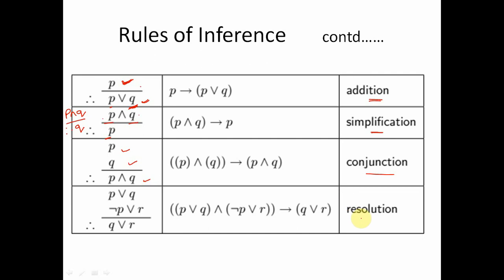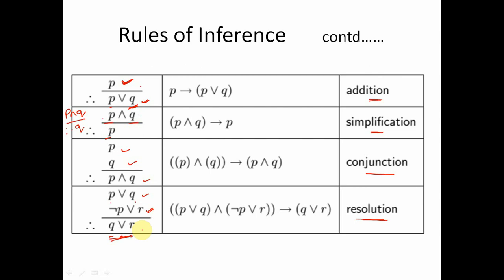Simple. We have resolution, which says if P or Q is true and not P or R is also true, then we can conclude Q or R. I'll repeat, if P or Q is true and not P or R is true, then Q or R is true. Now let us see these rules of inference in a little bit more detail before we go into how to apply these rules.